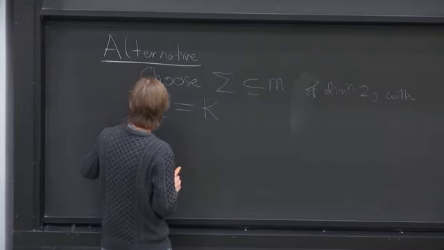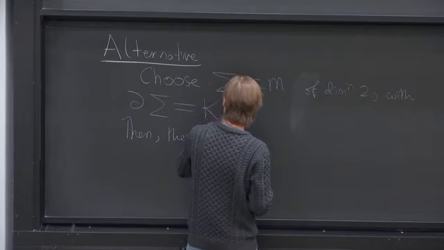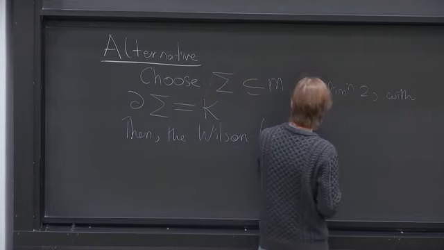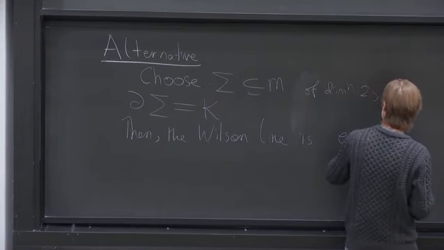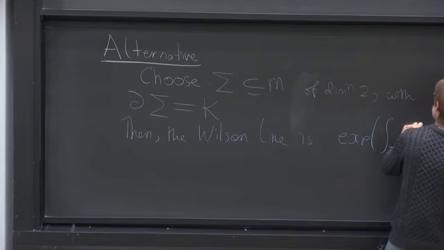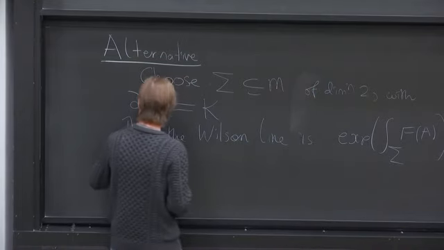Then the Wilson line is the exponential of the integral over sigma of the curvature. This is again special to U1.